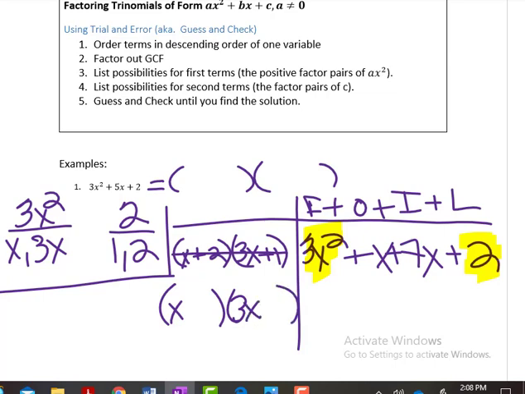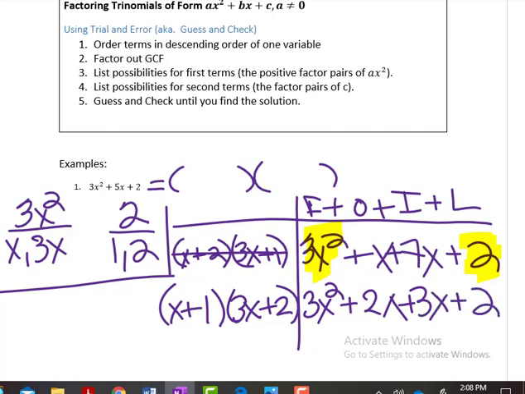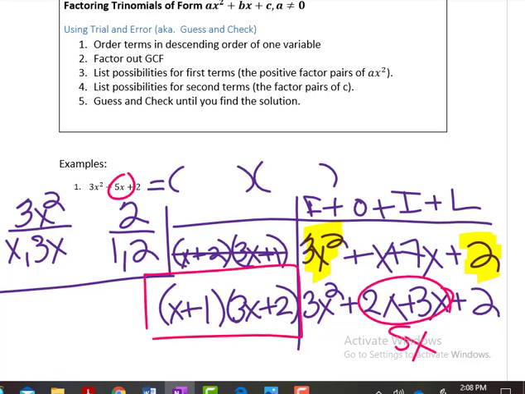So we have x and then the 3x, the first terms. Instead of a plus 2 in the first binomial, I'm going to put a plus 1, and then I'm going to move the 2 to the second. So for our first, we FOIL 3x squared. Outer, we get 2x. Inner, we get 3x. And last, we get 2. Notice that when I look at those middle two terms, I get 5x. It's exactly what I needed. So that means this would be my answer.